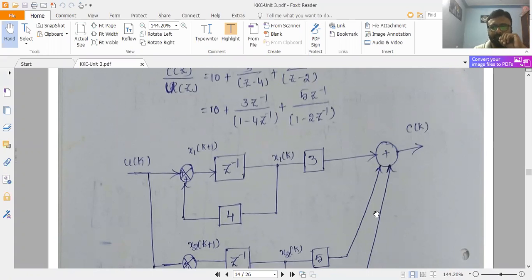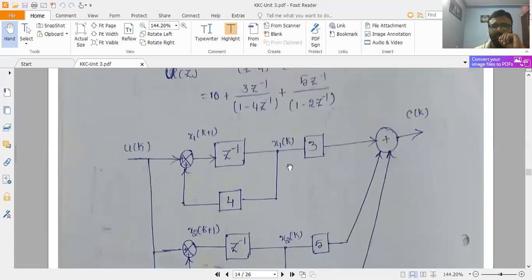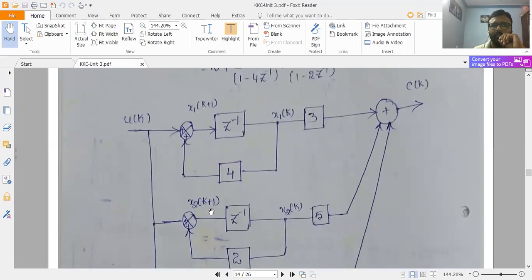This is the block diagram representation. Here the input part is going to be taken as x1 of k plus 1. Whenever x1 of k plus 1 is multiplied with z inverse, that means if you take the z inverse value of x1 of k plus 1, it is converted to x1 of k. Similarly, x2 of k plus 1 multiplied with z inverse is converted to x2 of k.